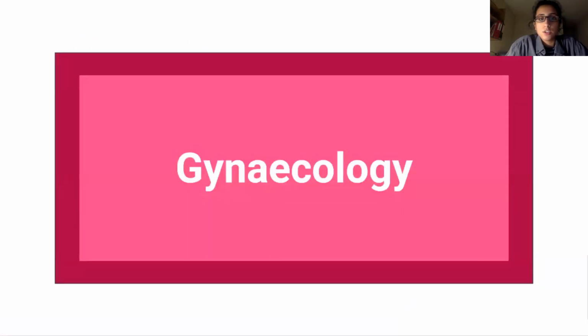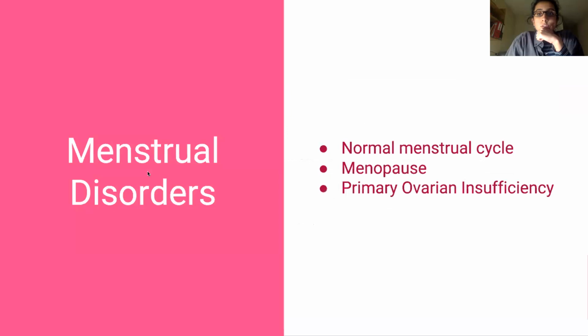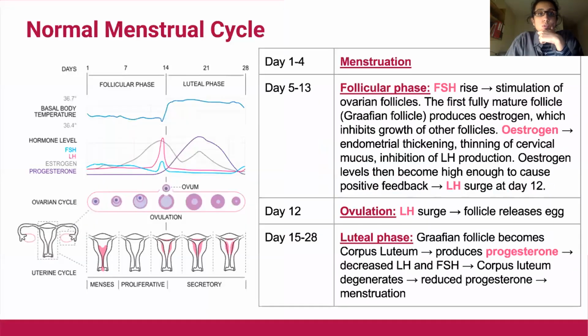Getting started on gynecology. This is how the talk today has been split up into menstrual related pathologies, cervical, uterine, ovarian, and others as well. I'll be talking about menstrual pathologies and cervical pathologies, and then Zenel and Hassan will take over for the rest of it. So, menstrual disorders, the normal menstrual cycle.